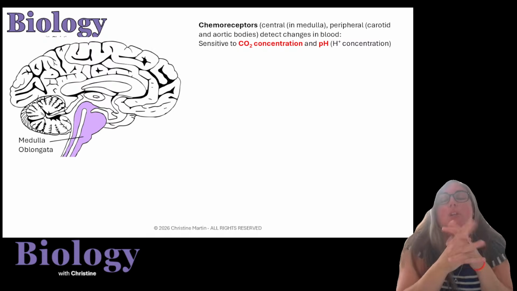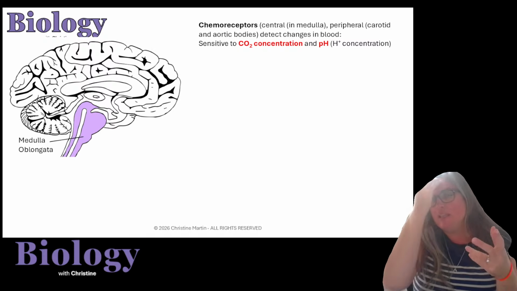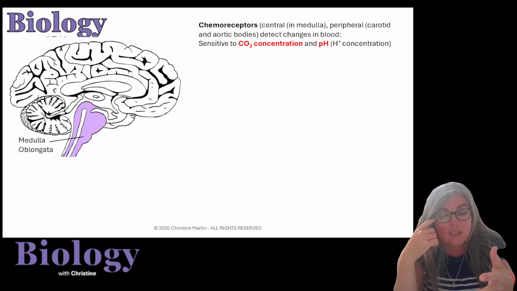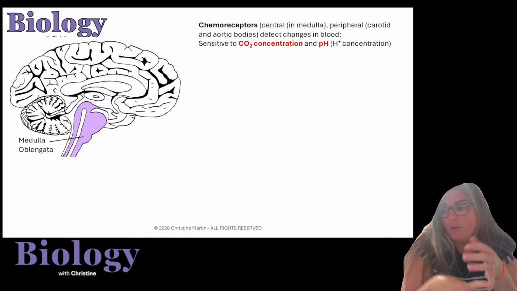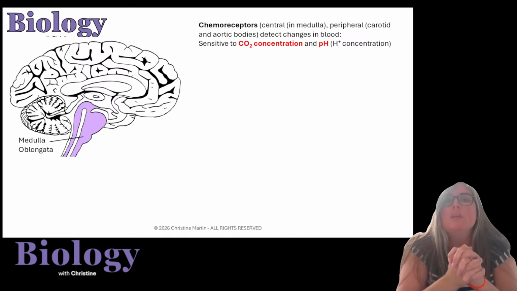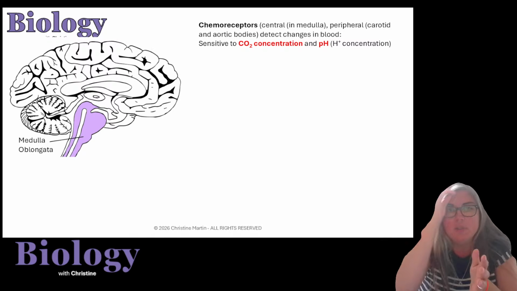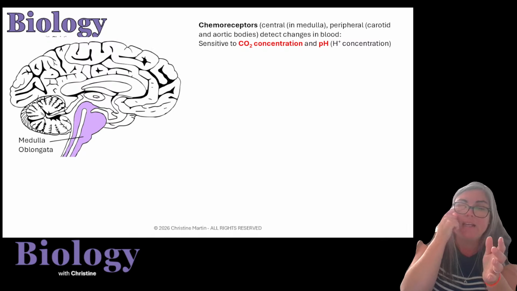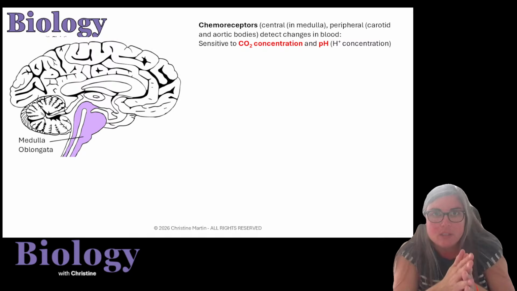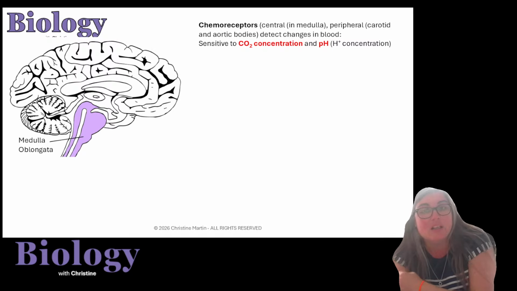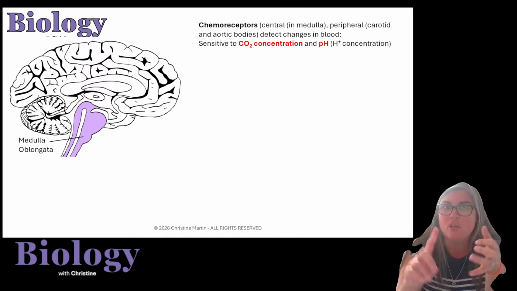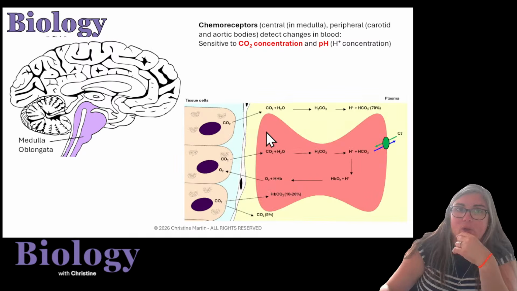So if I am looking at an increase in my carbon dioxide concentration, because the increase has occurred due to an increase in exercise, an increase in metabolic reaction, whatever it is, we have got chemoreceptors that are going to detect the changes in the blood. They're going to detect the carbon dioxide concentration and the pH. So they're looking at two things. What's the carbon dioxide concentration? What is the hydrogen ion concentration?